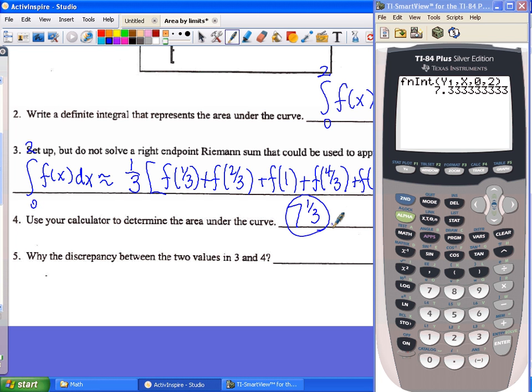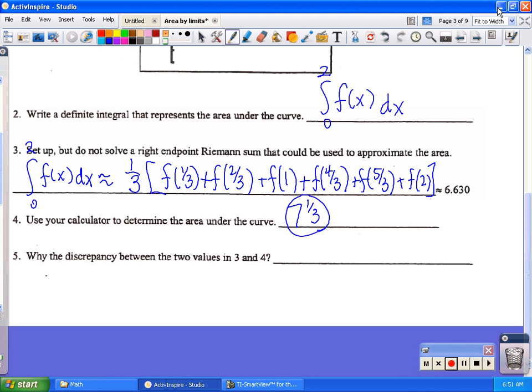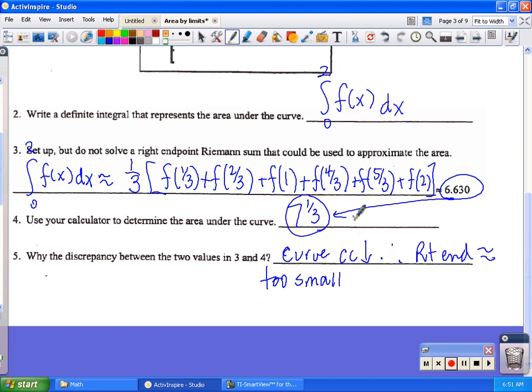We don't have any units here, so we're just going to go with the numbers 7 1/3. So clearly there is some discrepancy. We said already, why is the discrepancy? Well, the curve is concave down. Therefore, the right endpoint approximation is too small. And that's exactly what happened. We approximated 6.63. However, the exact area is 7 1/3, so we didn't collect all the area.